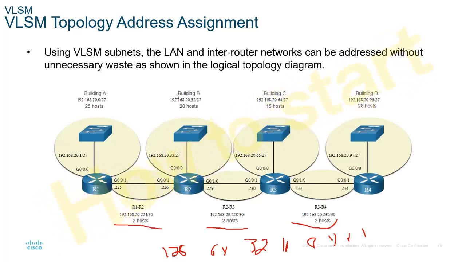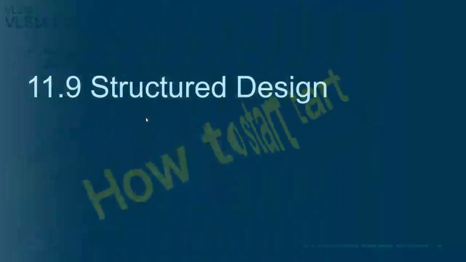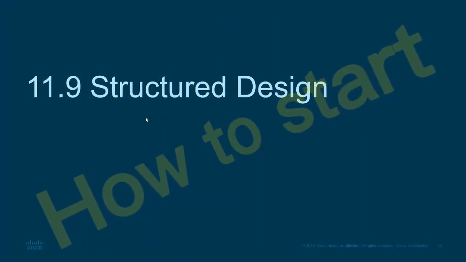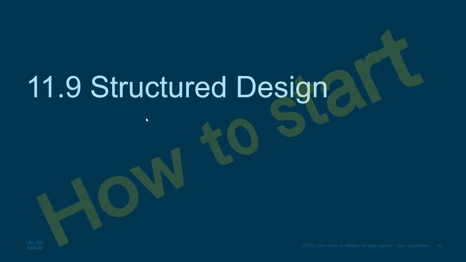For building A, B, C, and D, they are greater than 14 hosts, so that network doesn't work. We've got to be in the network that gives us 30 usable addresses. Yeah, we're still wasting addresses in each group, but our waste is less. So, what is the structure and design aspect of our subnetting?